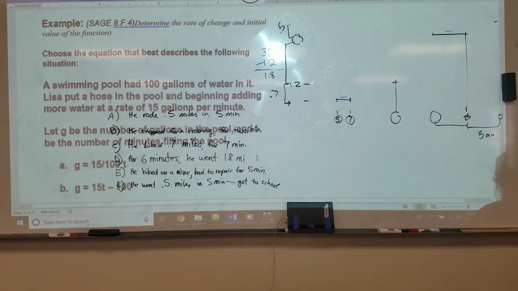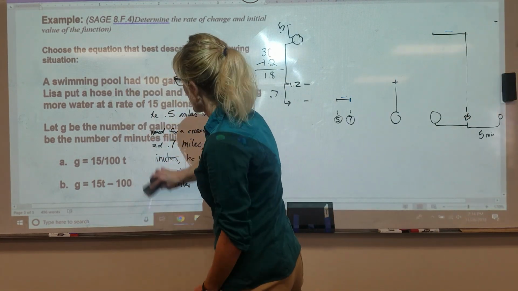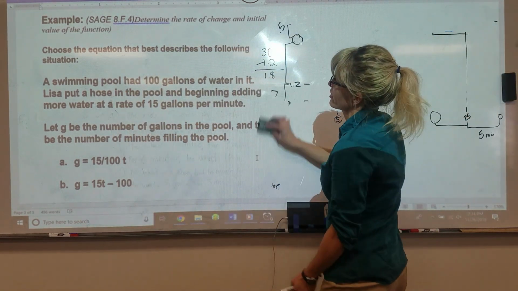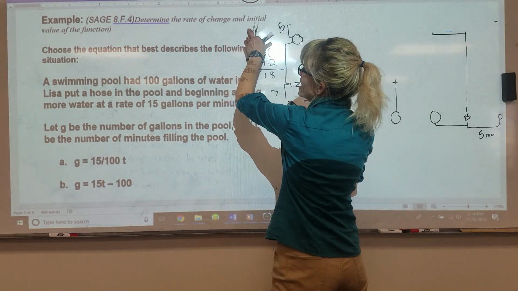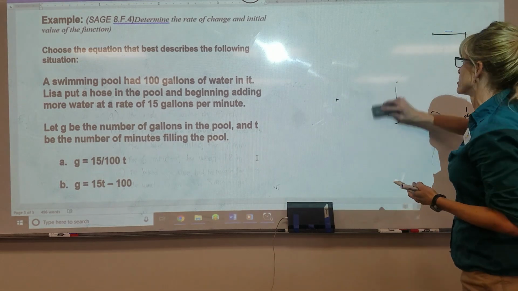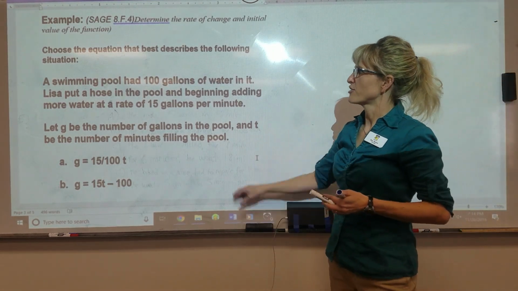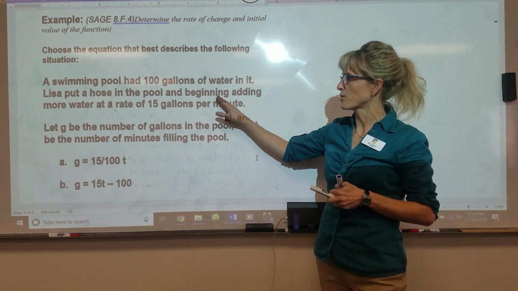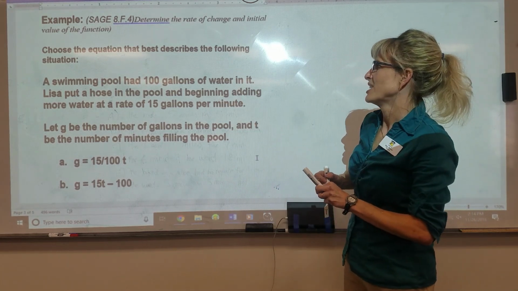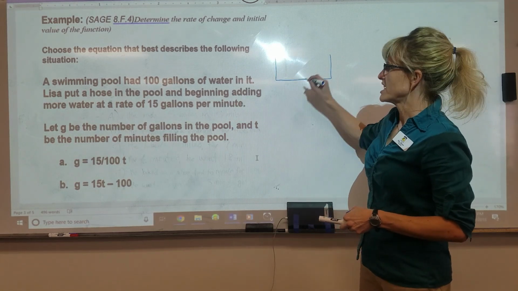Okay, our last one is a multiple choice question, because another of the Common Core goals is you need to be able to identify or determine the rate of change and initial value of a function, and that's when you're given a story problem. So here's a little story. A swimming pool has 100 gallons of water in it. Lisa put a hose in the pool and began adding more water at a rate of 15 gallons per minute.